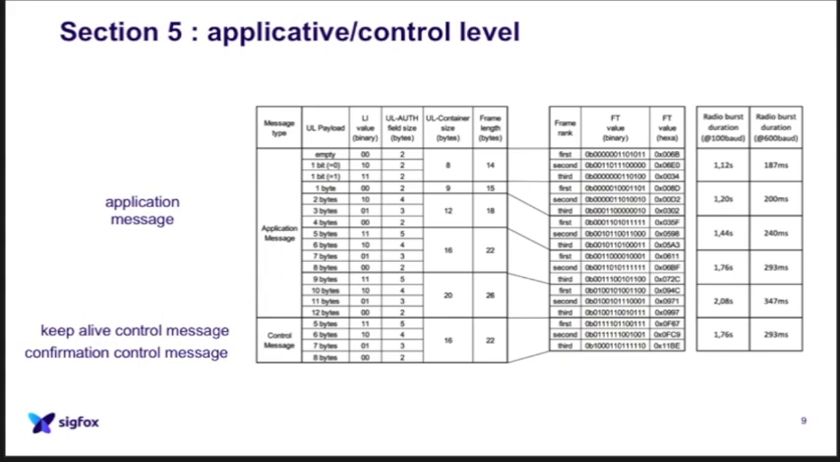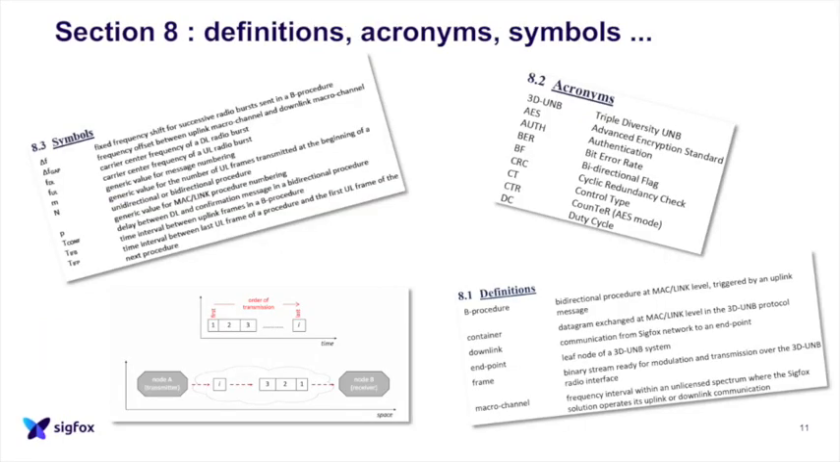Section 7 is just a table that summarizes message types, message lengths, and how they may be optimally put in radio frames that have optional lengths. I don't want to finish my talk without speaking about the last section 8, which is about usual stuff in specification documents such as definitions, acronyms, symbol list, and drawing convention.